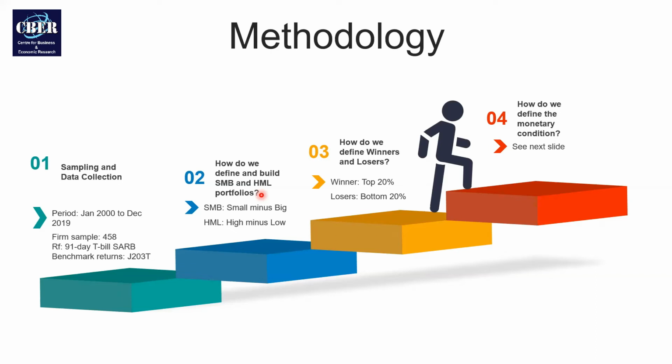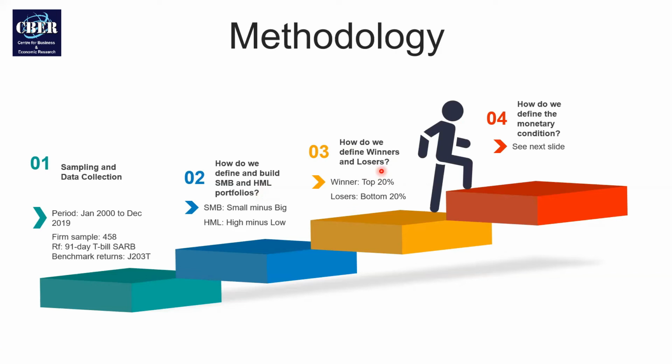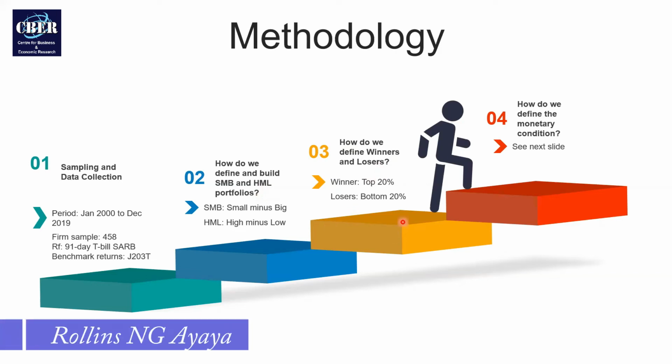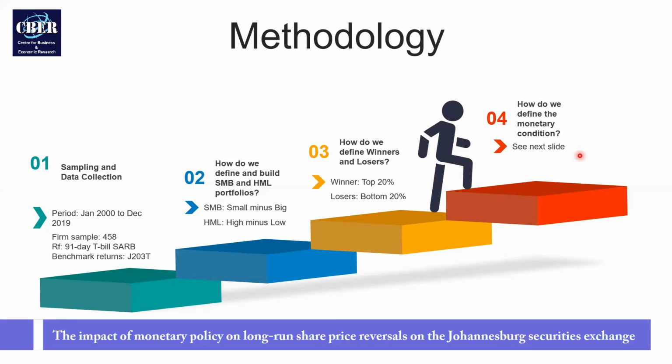And then we look at how we define the winners and losers. Just like Garcia, Fage, and Jensen, we split the portfolio into quintiles. So the top 20%, or the top fifth, is the winner group, and the losers are the bottom 20%. And then on the next slide, we'll talk about how we define the monetary condition.